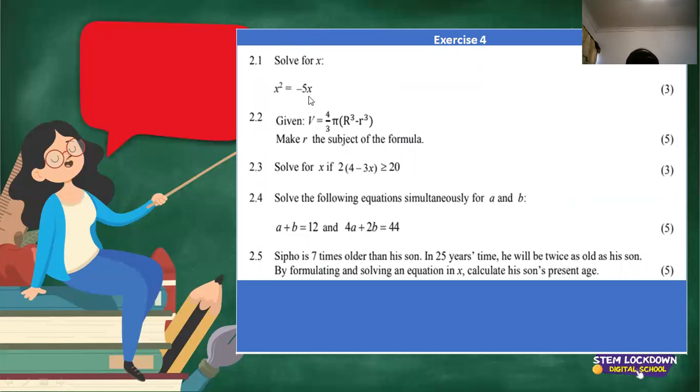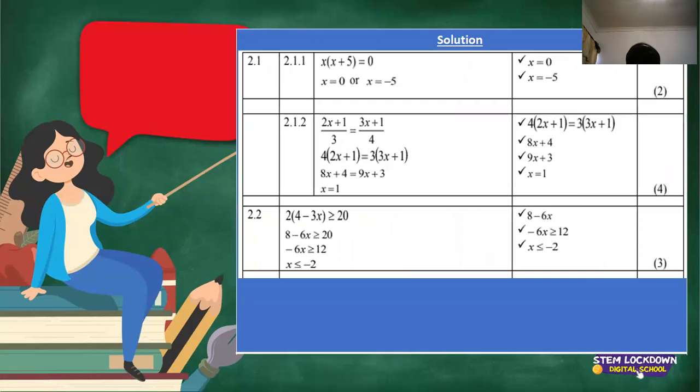We have x squared equals negative 5x. So what are the values of x? The first thing to do is to move this negative 5x to the other side, so that we have our equation equal to 0. We're going to say x squared plus 5x equals 0. Then from there, you can factorize the binomial, taking out one of the x's.